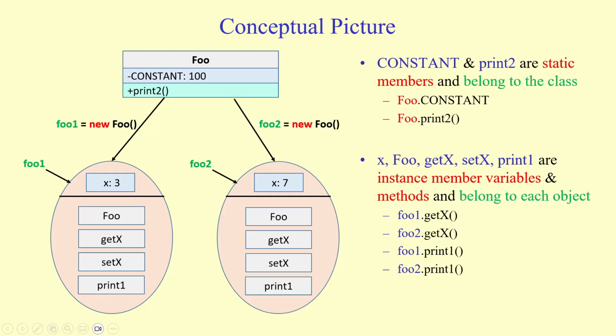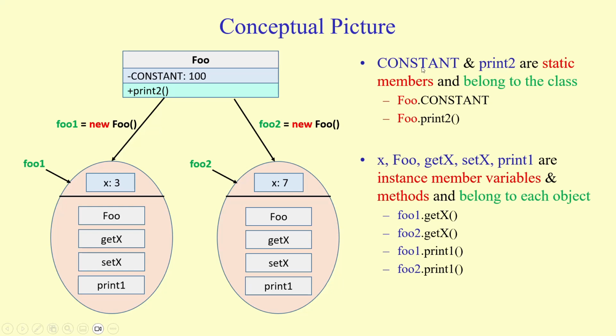Here's a conceptual picture of what's going on in this example. I have a foo class that has one static constant and one static member function or method. Then I create two different objects of foo. One is foo1, the other one is foo2. In the first object, I set x to 3. In the second one, I set x to 7.